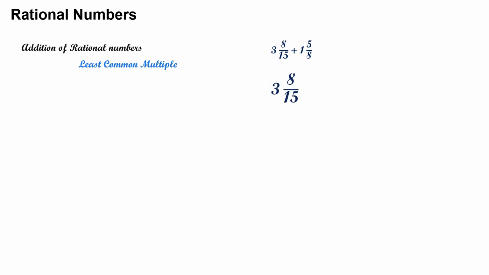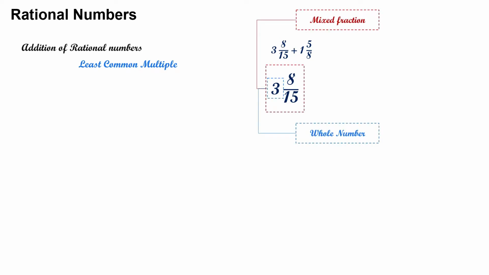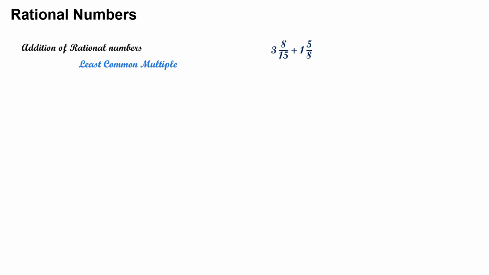Let me explain this 3 whole 8 by 15. Now, this is called a mixed fraction. The bit to the left, that is 3 in this case, is a whole number. And the fraction to the right, that is 8 by 15 in this case, is the rational number. Now the way to solve this mixed fraction is you multiply the denominator, that is 15 in this case, with the whole number, that is 3, and then you add 8 to it, which will be the numerator.